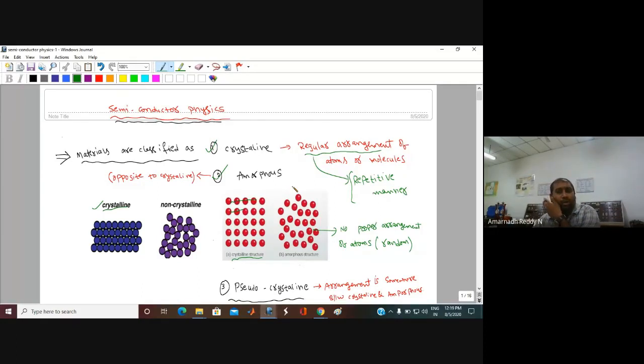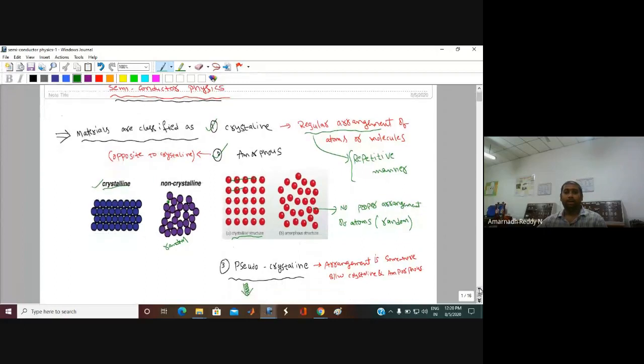Obviously there is no proper arrangement. You see here, there is no proper arrangement. There is a gap here. But if you see here, don't think this is a gap. Actually, they are arranged properly. So it is going to be a completely random arrangement. Third one is going to be pseudo crystalline.